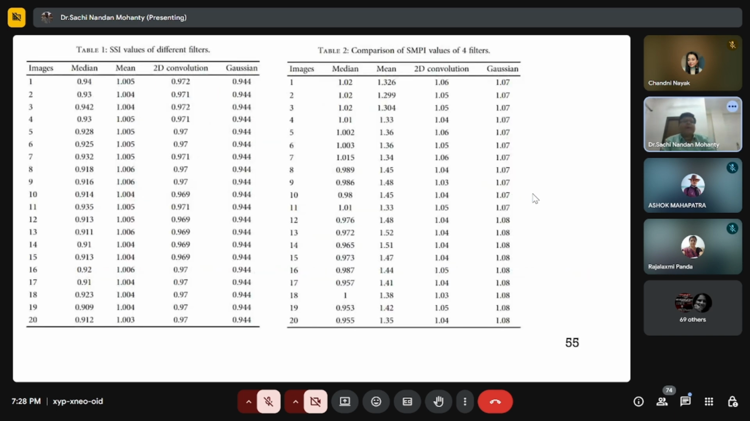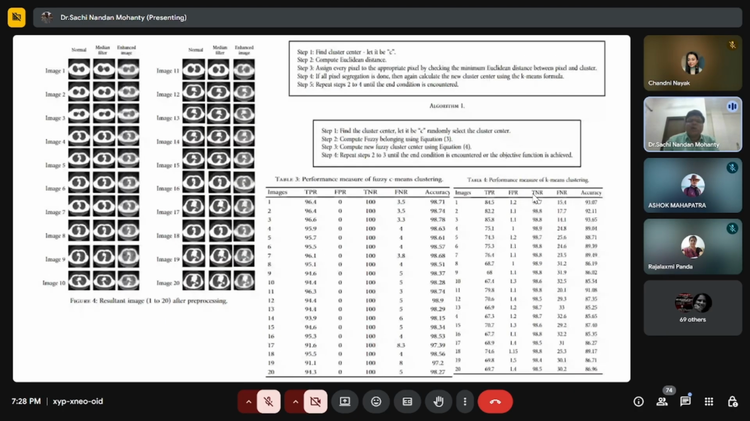We see the mean and median value, and the total images are taken. You can extend the higher work also. Now see these are the images, and the output will be the maximum, with more accuracy of this output.